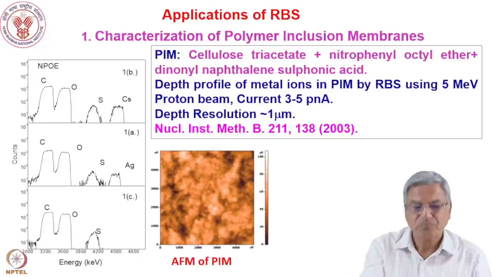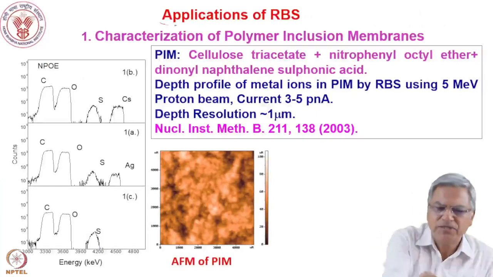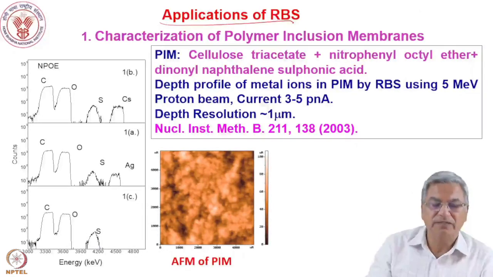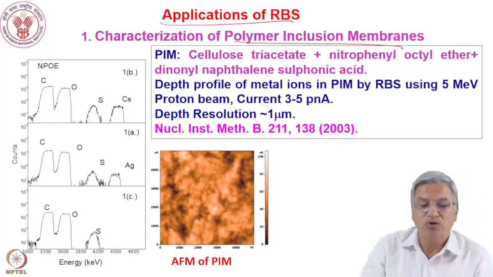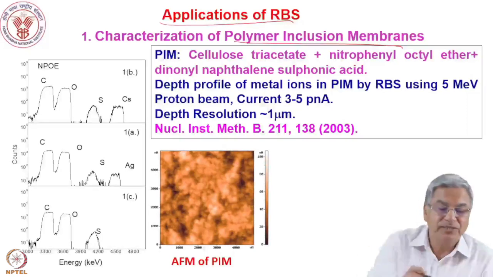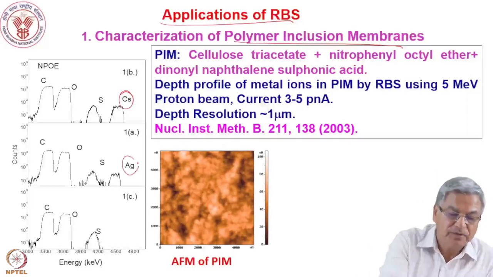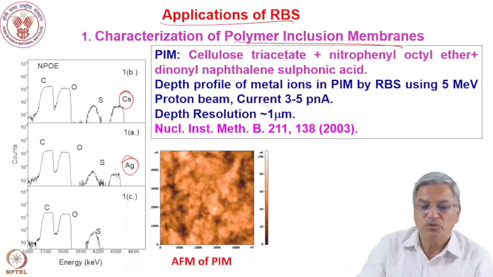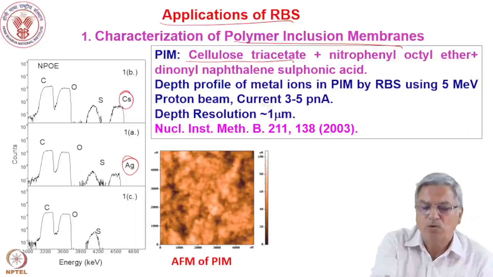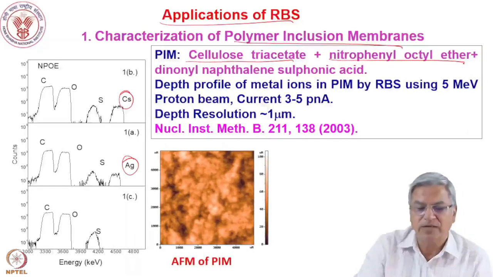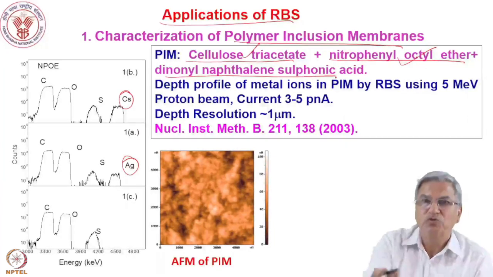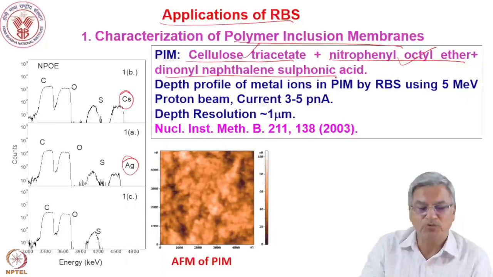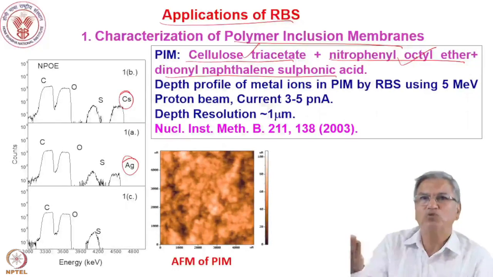higher. So some of the applications of RBS: this is a polymer inclusion membrane. These membranes are used for separation of metal ions like cesium and silver from the aqueous solution. So the constituents are cellulose triacetate, which is the bulk material, nitrophenyl octyl ether, which is a plasticizer, and dinonyl naphthalene sulfonic acid, which is a carrier molecule that will take up the cesium. And this polymer inclusion membrane can take up cesium.